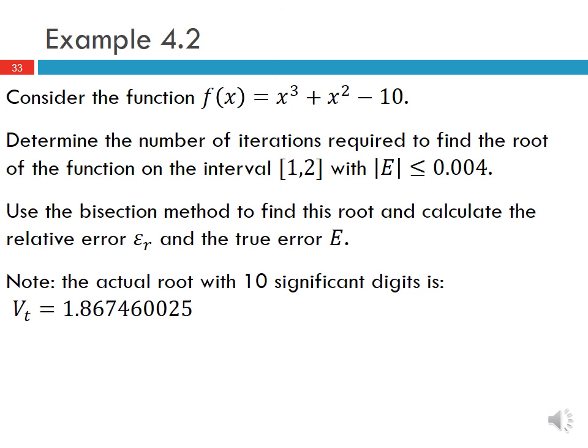So we can calculate that. And then we want to use the bisection method to find this root and calculate the relative error, epsilon r, as well as the true error. So to calculate the true error, we need to know what the actual root is. So the actual root with 10 significant digits is given by this Vt here.